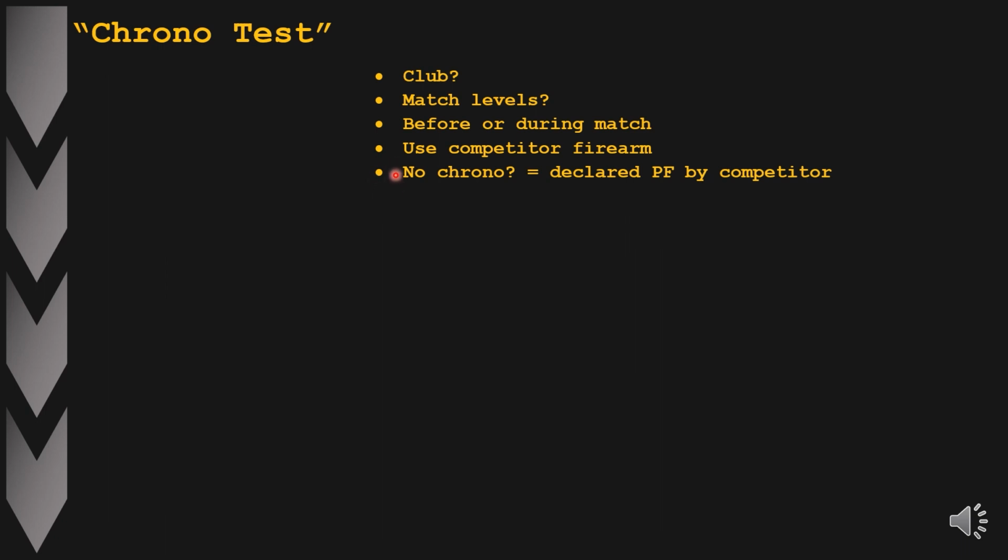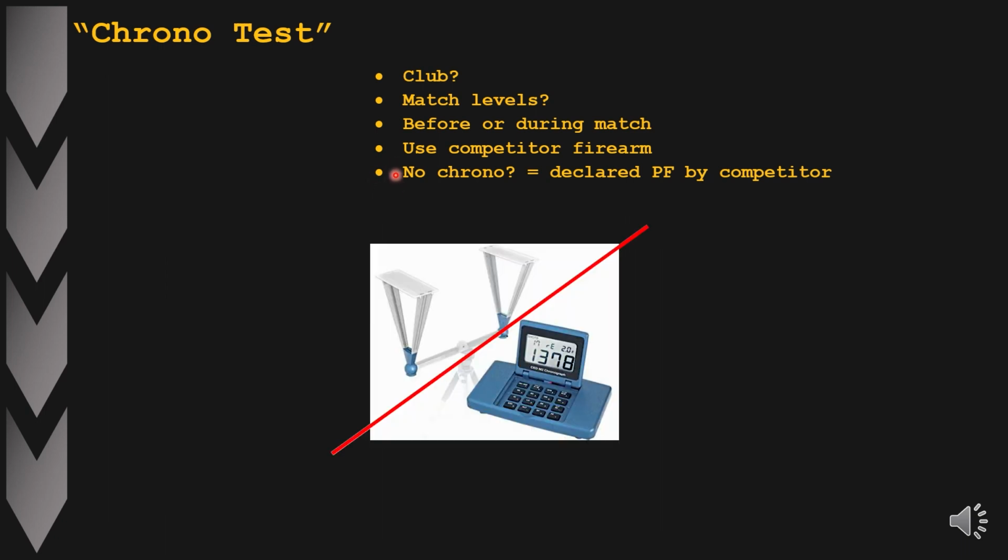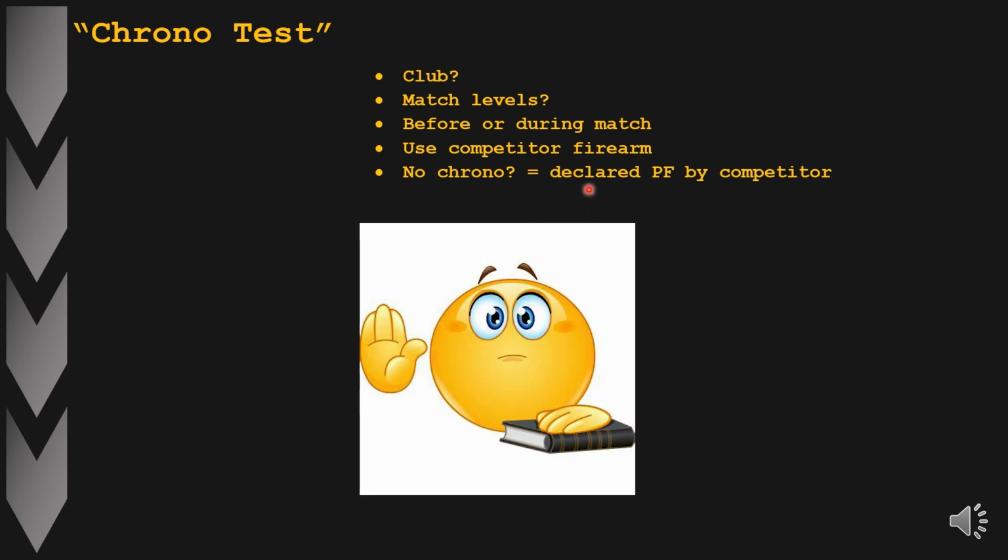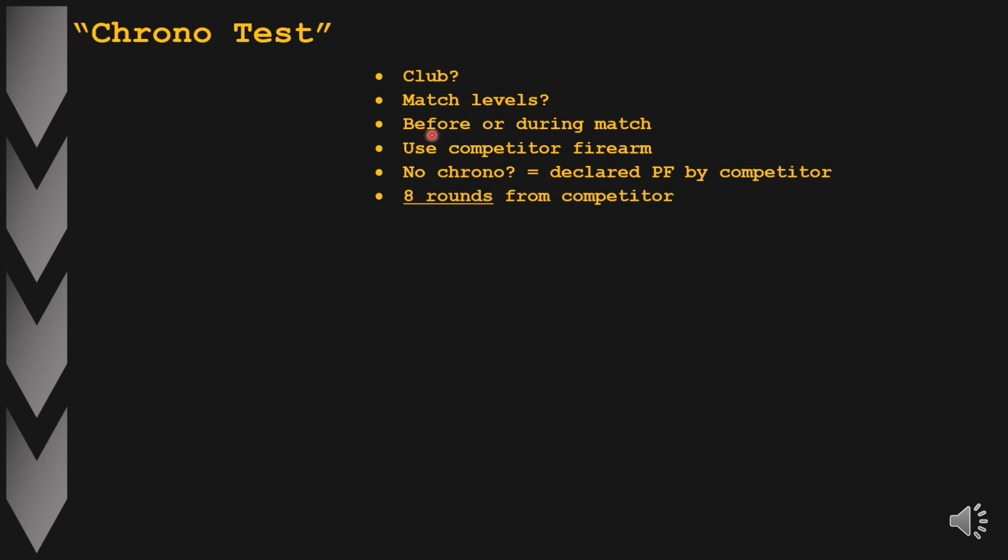Also, what happens if there's no chrono bay or chronograph available, or for example the device that they have is malfunctioning, is broken? Then they actually have to go with what you declare to be the power factor, which is used for the results.